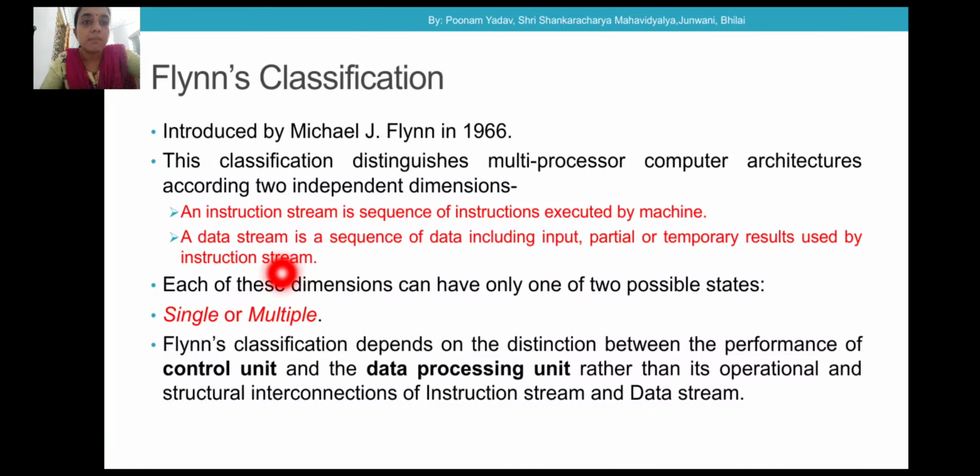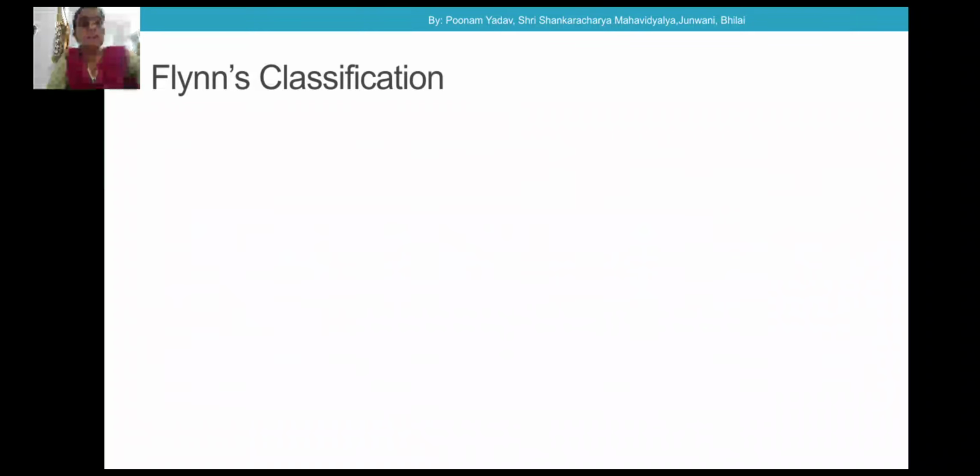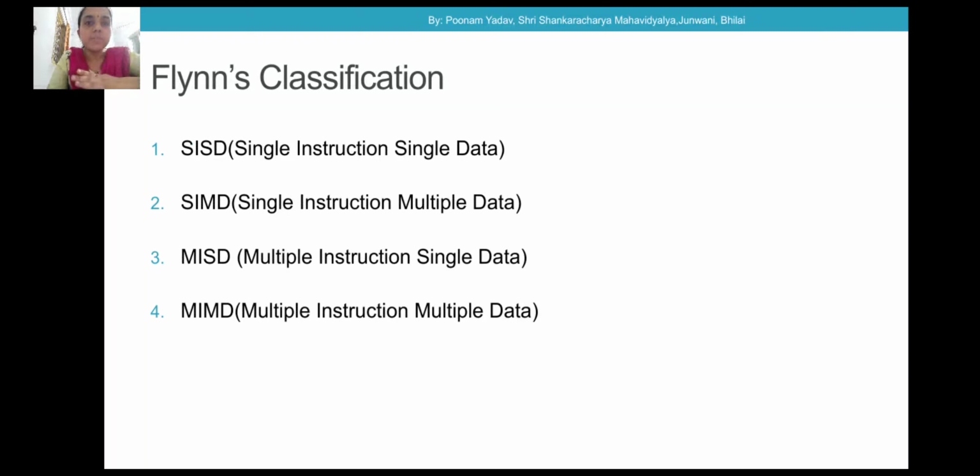Each of these dimensions can have only one of two possible states, single or multiple. So these two dimensions, instruction and data, can have two possible states, either single or multiple. Then Flynn's classification depends on the distinction between the performance of the control unit and the data processing unit. On the basis of this, the classification can be done.